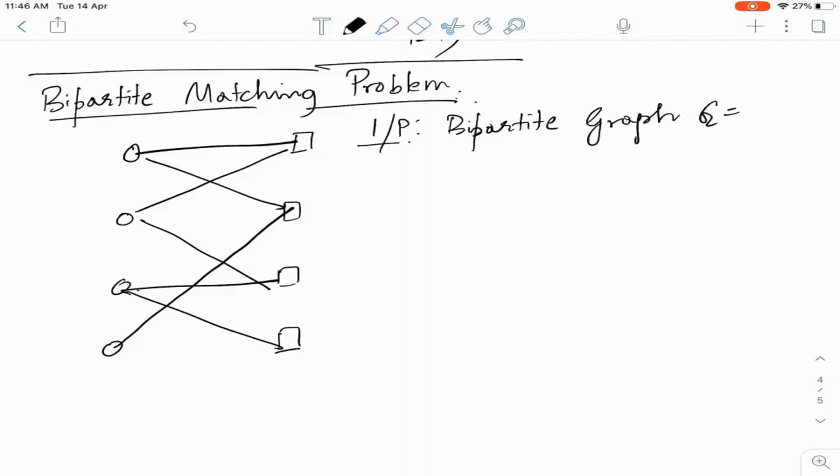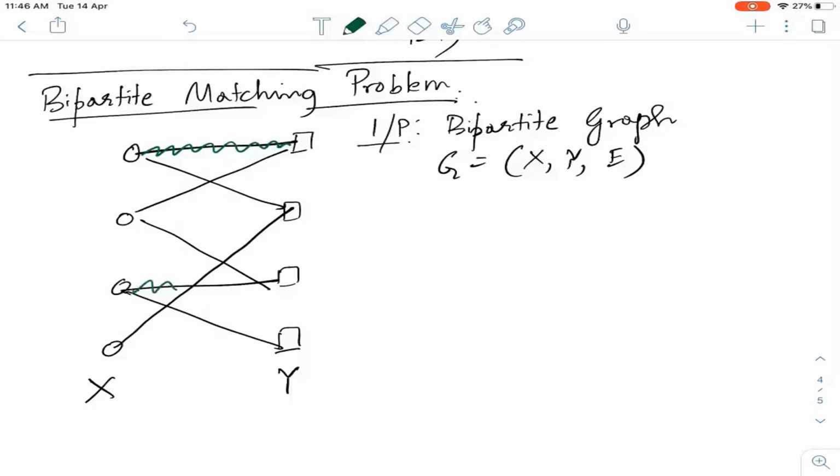G equal to V, X, Y, and E. Okay. So this side is X, this side is Y, and E is the set of edges. Yeah. What is the matching? Best shown by a picture.